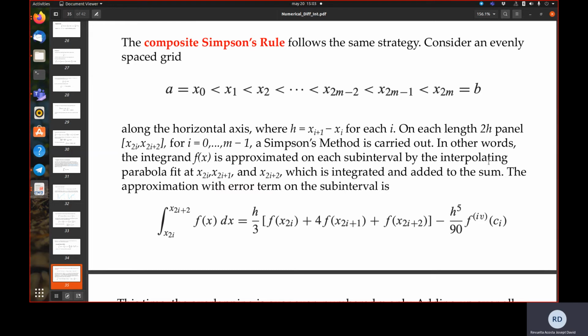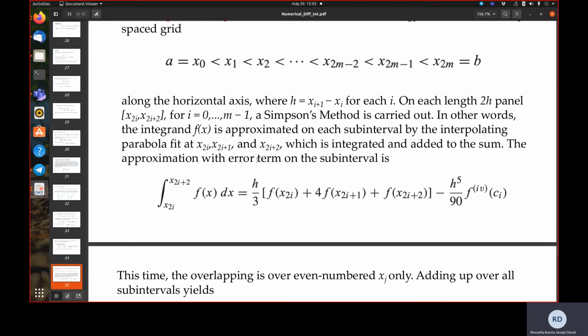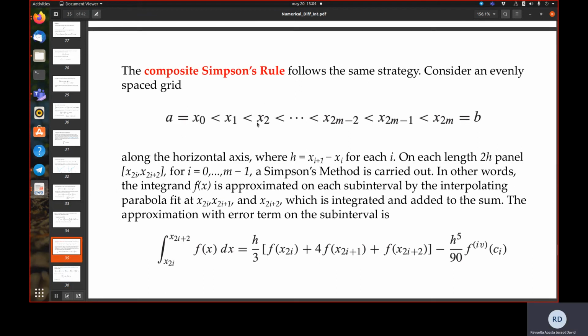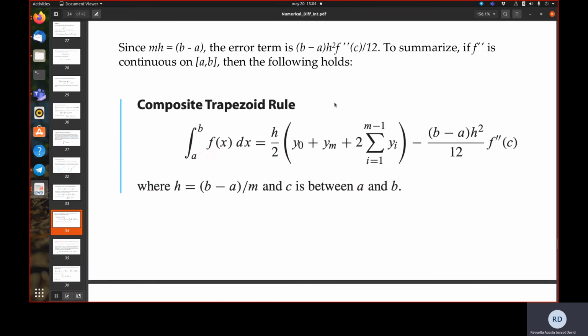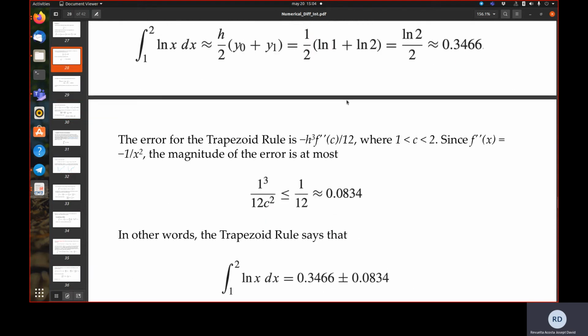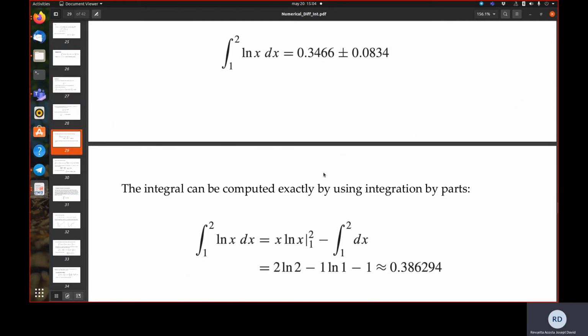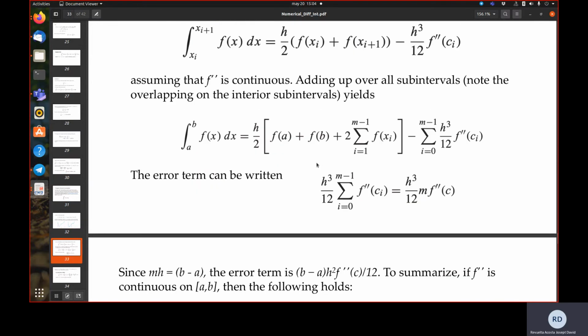Then the approximation with the error term on each of the subintervals is going to be equal to this. We have it here. The integral of the function f of x from the interval x2i to x2i plus 2, we have this one, and it can be defined as we did before. If you remember, this is the Simpson's rule right here. Just this one. So it's exactly the same here, exactly the same. This part and this part. So we just move to a more sophisticated approach.